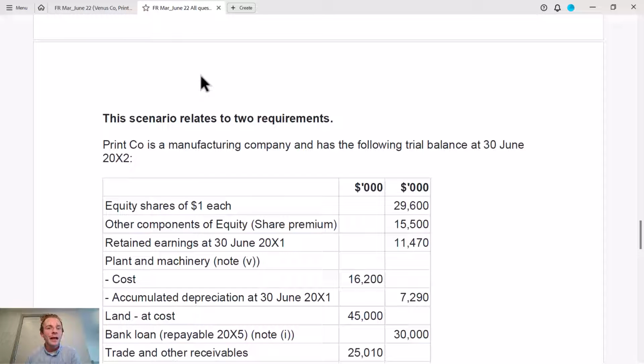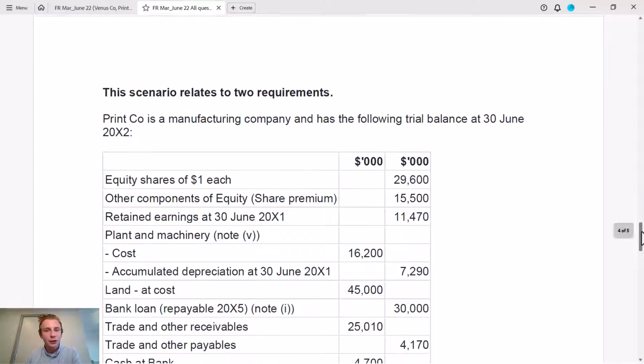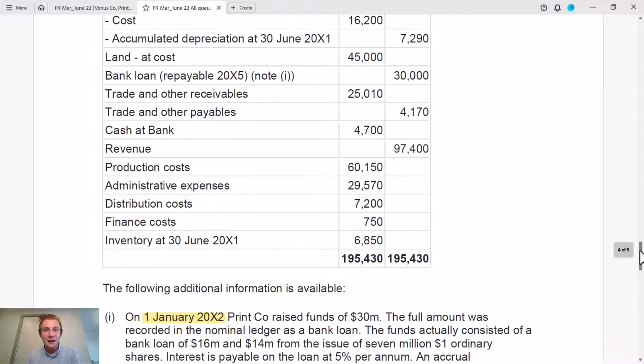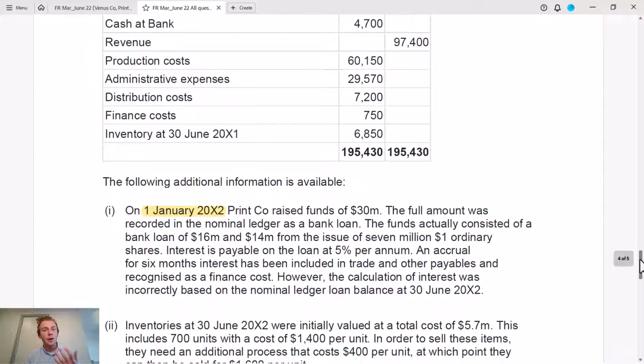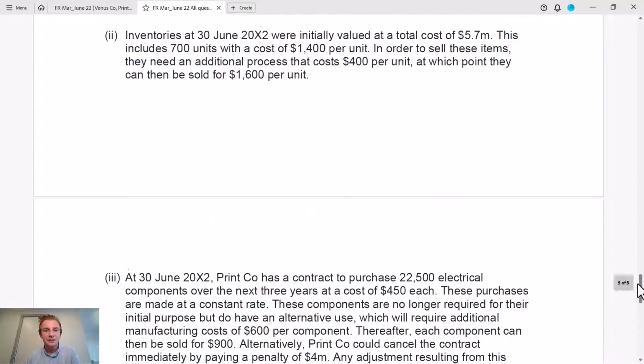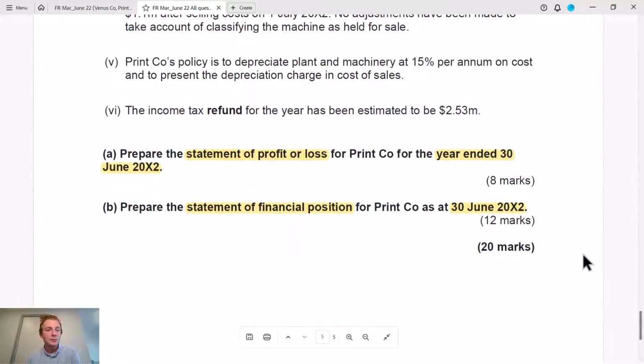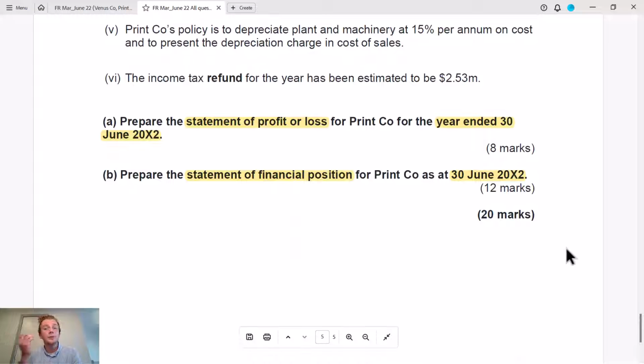But let me take you through the Printco question now. This is a classic downloadable document you can get from the ACCA Study Hub, a financial reporting mock paper, classic past paper question, trial balance, and we were asked to prepare a statement of profit and loss for Printco for the year ended 30th of June 2002, and also a statement of financial position. 8 marks for the income statement and 12 marks for the statement of financial position, again for the same year end. 20 marks in total.